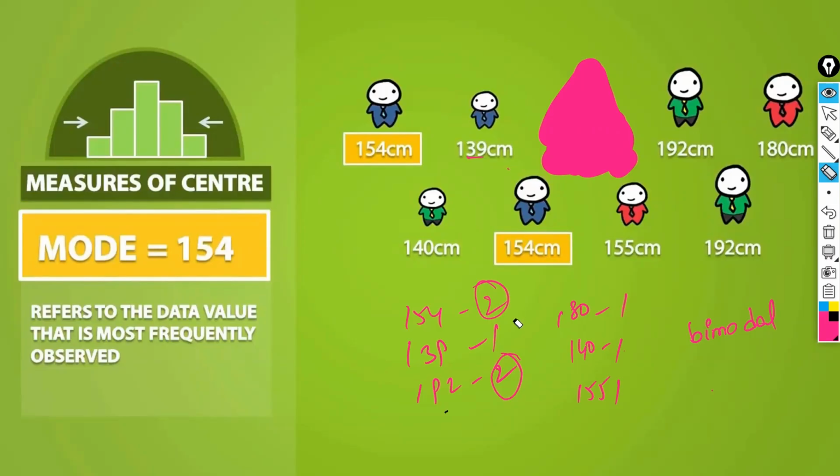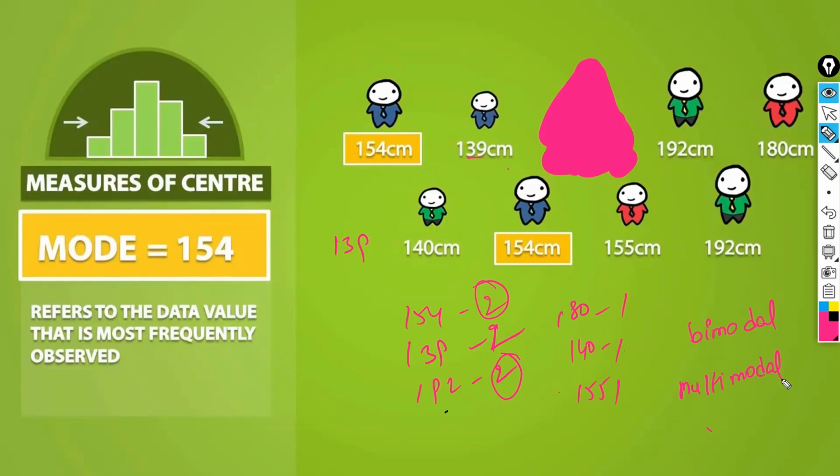So whenever 2 numbers or 2 things are getting repeated, it is called bimodal. Let us take one more example, where in this same example one more 139 value is there. Assume now how many 139s are there? 2 are there, now 3 are there. Then all 3 of them are modes. Then it is called multimodal. Multi means more than 2 modes. If you have more than 2 modes, it is called a multimodal distribution.